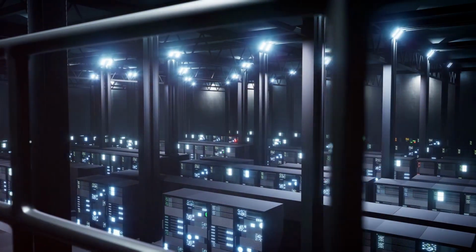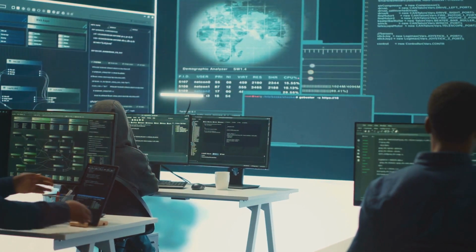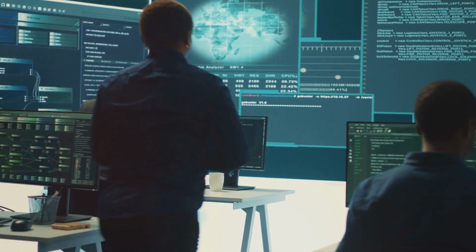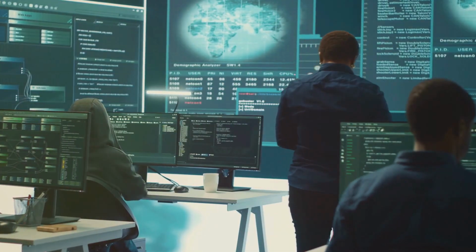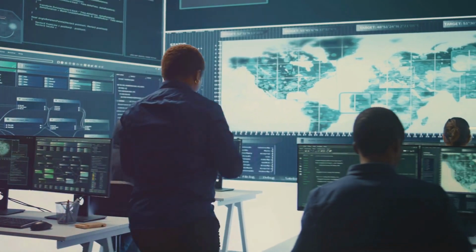In the digital age, websites are fortresses holding valuable data. Protecting these fortresses are web application firewalls, or WAFs, the guardians of the web. WAFs act as gatekeepers, filtering out malicious traffic and protecting web applications from attacks. They are essential for maintaining a secure online presence.